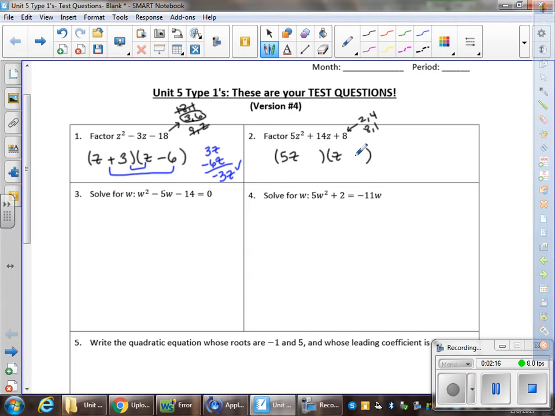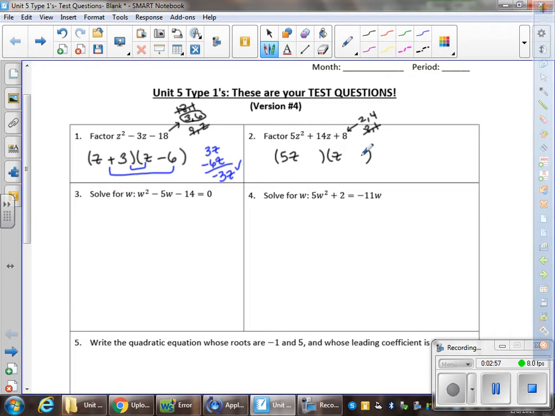If I put an 8 here and a 1 here, without even writing everything out we did on this side, my inner would be 1z. My outer is 40. That's way too big. What if I switched the 1 and the 8? Now, inner is 8, outer is 5, which does not get me to 14. So 8 and 1, that's out. Let's try 2 and 4.